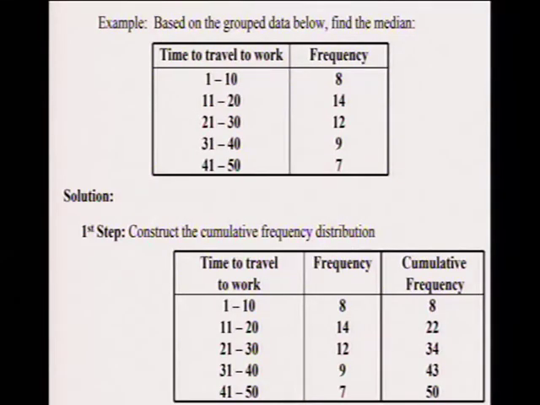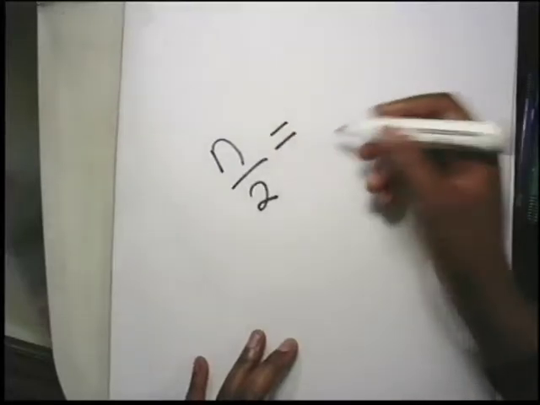Then 8, you have to add 14. The 14 that you are adding is the number below the first 8 in the second column, and it gives you 22. 22 plus 12, it gives you 34, and we continue up to the last one. And the last number in the cumulative is always equal to the total number of frequencies. Okay? Now that we got the cumulative frequency, we said for us to find our median class, we have to say n divided by 2.